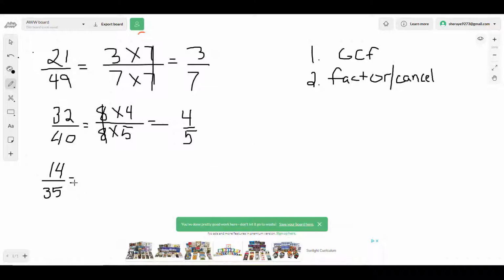And then for this one, we'll use 7 times 2. And for this one, we'll use 7 times 5. These cancel. You're left with 2/5. Okay? I hope you got those right.